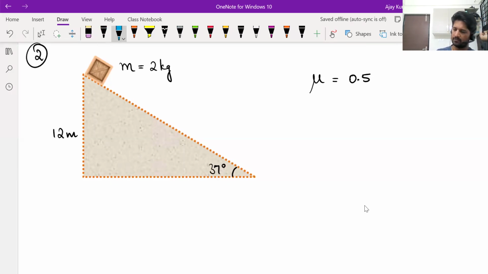And as it slides down, you know what all forces act on it. Weight will be acting. Normal force will be acting. And friction will be acting. Calculate work done by each of these forces as the block slides to the bottom of the incline. Start solving.